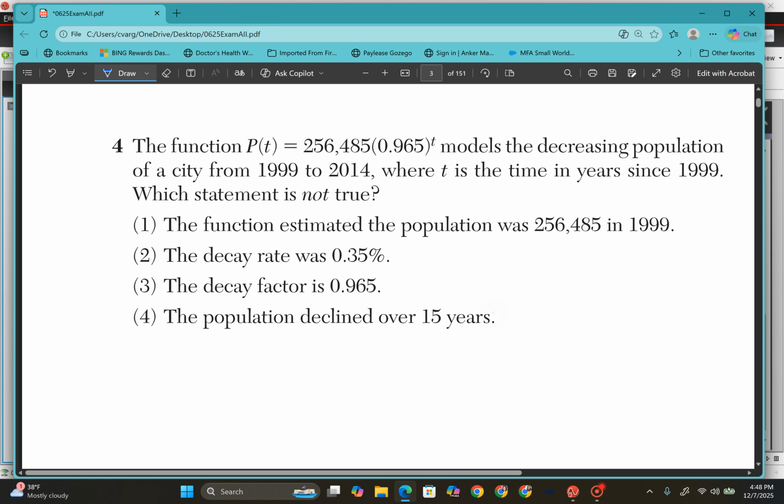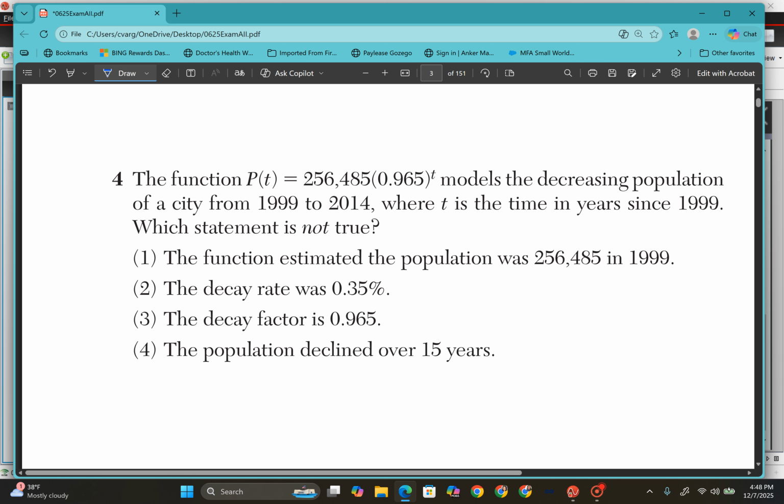Okay. All right. So this one, we did do a question like this, right? They give us a function. And then they are telling us which statement is not. Key thing here is which statement is not true. Okay. So if I take a look at this, the first thing that I'm noticing is that in my parentheses, this is a number that is less than 1, which means that it is a decay.